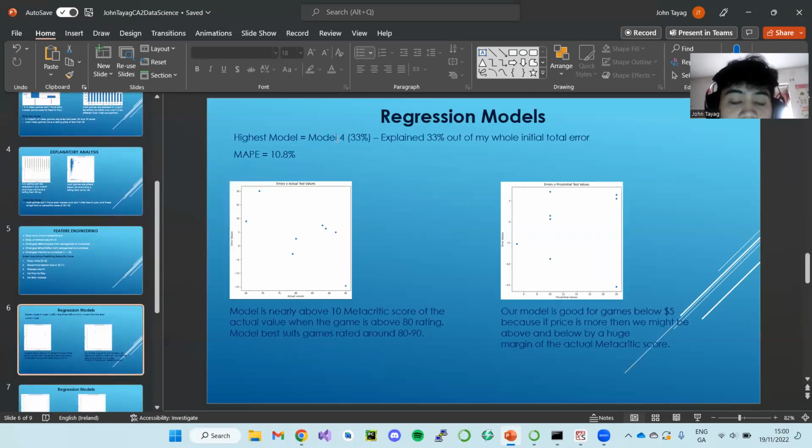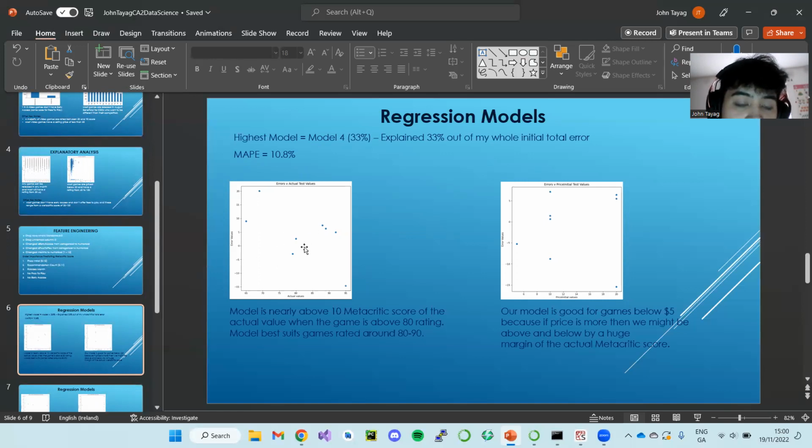And for the regression models, my highest model is model 4 with 33% adjusted R squared. This meant that I explained 33% of my whole initial total error. And the mean MAPE is 10.8%, which meant that when predicting the Metacritic score, we could be 10% above or below the actual Metacritic score.